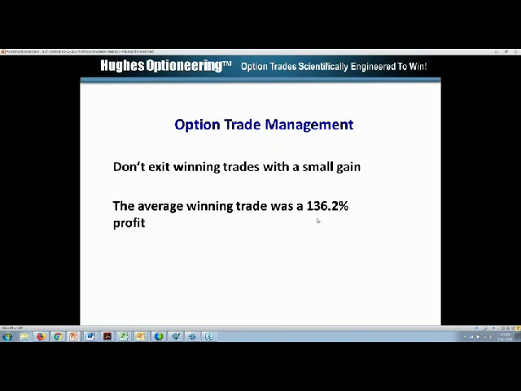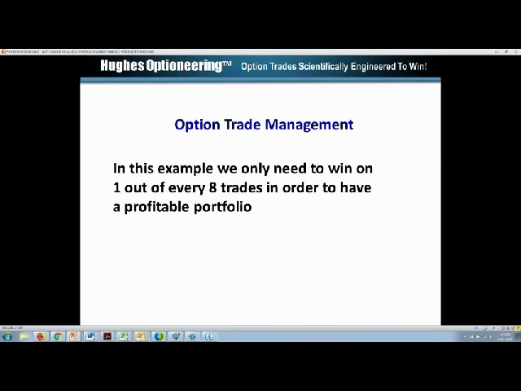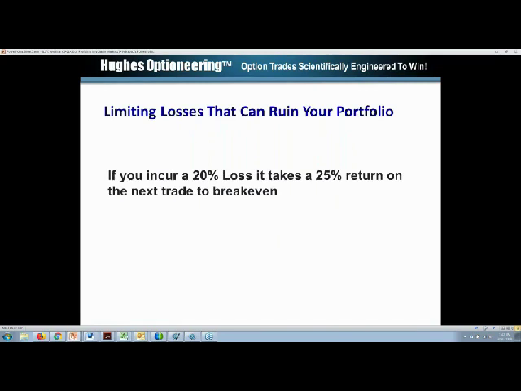And then we don't like to exit winning trades with a small gain, and the average winning trade in this time period for our closed trades was 136%. So average losing trade was 14%, average winning trade was 136%. So we were able to cut our losses quickly and hold on to our winning trades. And in this example, we only need to win on about 1 out of 8 trades in order to have a profitable portfolio. So that would allow us to, of course, maintain our 3-to-1 profit to loss ratio.